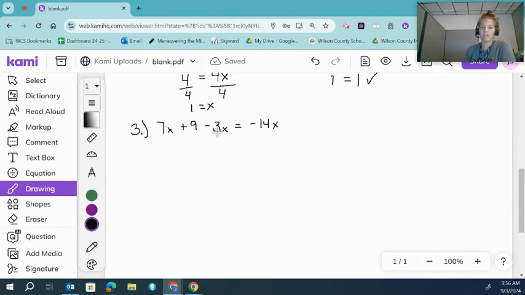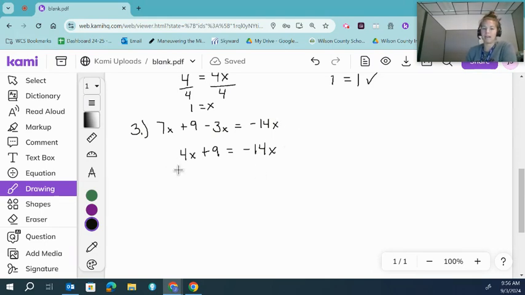This one has variables on one side that can be combined first. So I'm going to simplify that side of my equal sign first. 7x minus 3x gives me 4x plus 9 equals negative 14x. Now this looks like what we've already been doing.